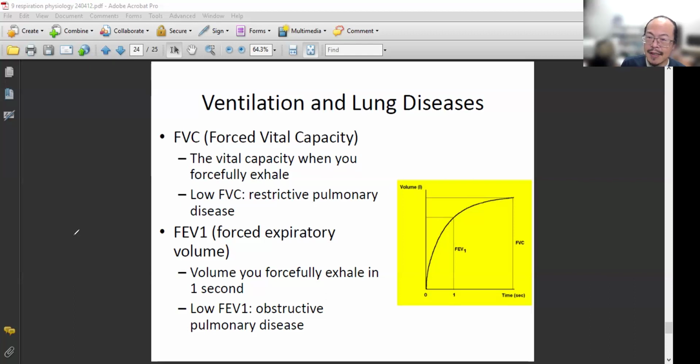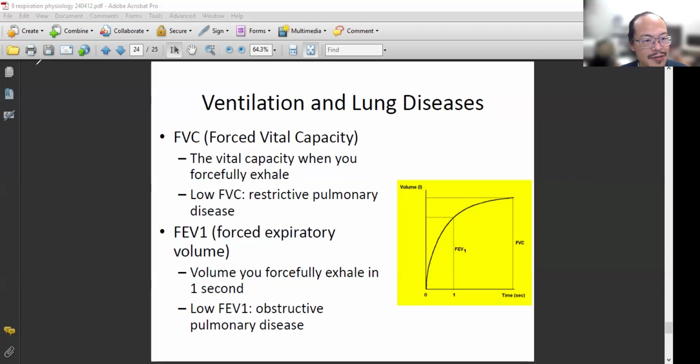These two have clinical relevance. Low FVC indicates restrictive pulmonary disease. Low FEV1 indicates obstructive pulmonary disease. All right, that's going to be the quiz question. Which one provides you a diagnostic measurement to distinguish whether the patient has obstructive lung disease or restrictive lung disease? I think that's that.